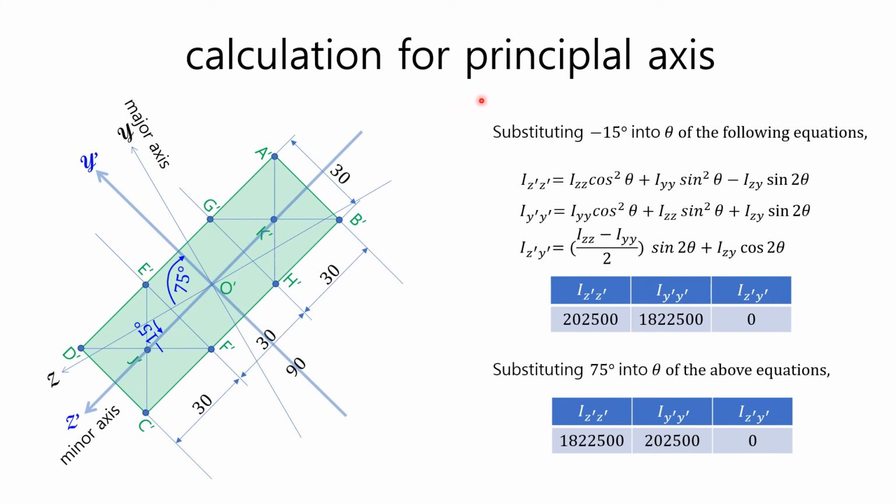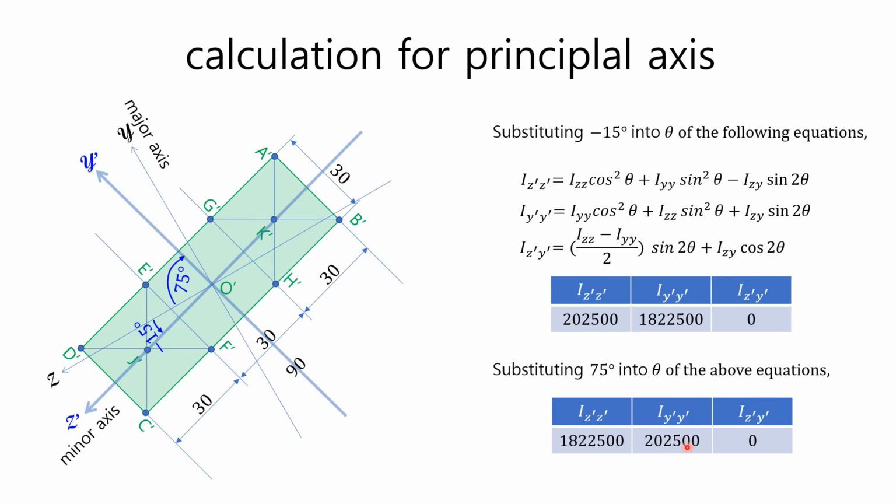The angles for the position of the principal axis are the angles between the current coordinate system and the principal coordinate system. And the same values are calculated for the second and the product moment of area, no matter which one is substituted. By substituting minus 15 degrees into the equations, Z prime becomes the minor axis, and Y prime becomes the major axis. On the other hand, if 75 degrees is substituted in the equations, Z prime becomes the major axis, Y prime becomes the minor axis.